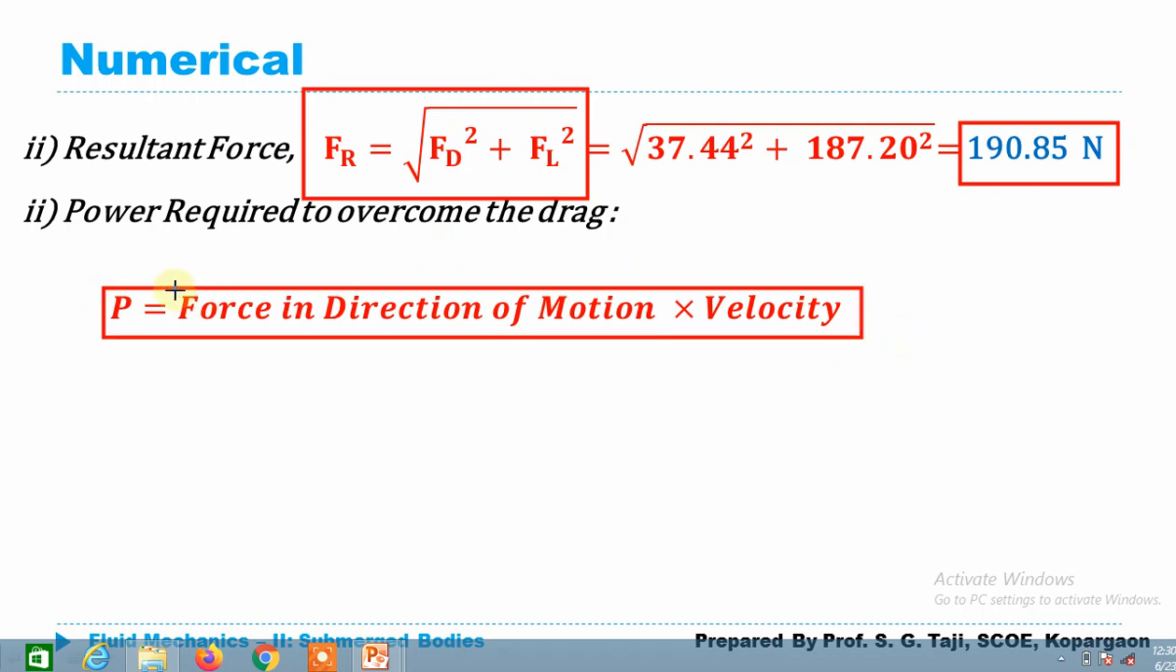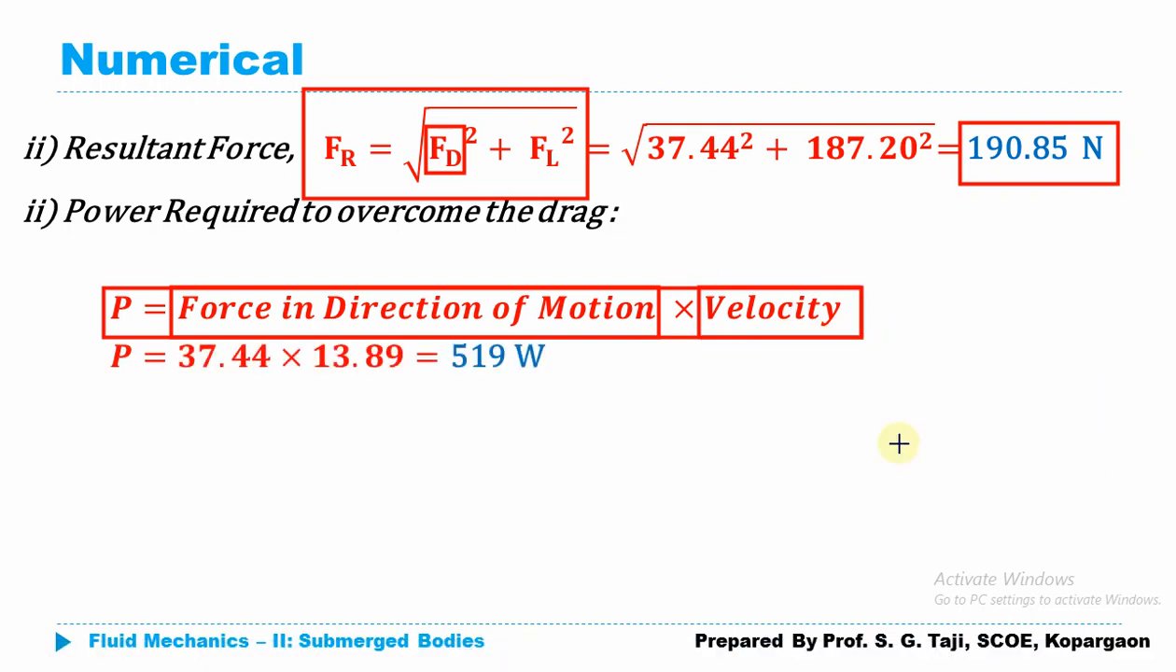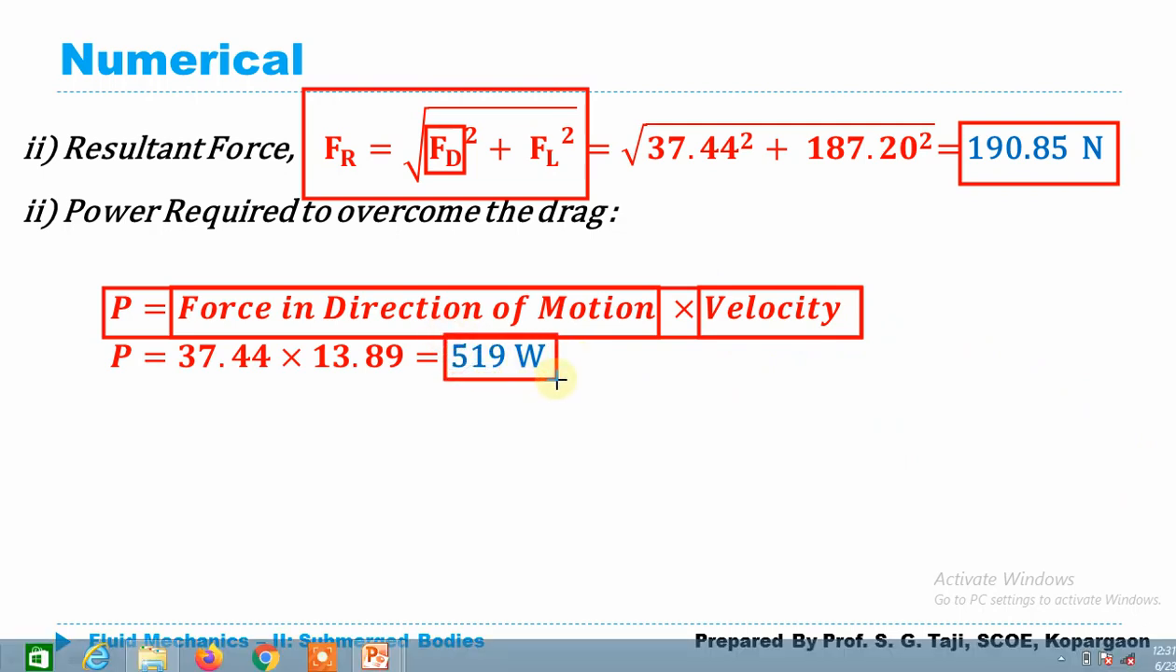Now, the only force acting in the direction of motion is the drag force. So I simply put that value of drag force here, along with the velocity, because I need to maintain the velocity of the plate at 13.89 meter per second. The power required to overcome the drag comes out as 519 watt, or 0.519 kilowatt. So this is our solution of this particular numerical.